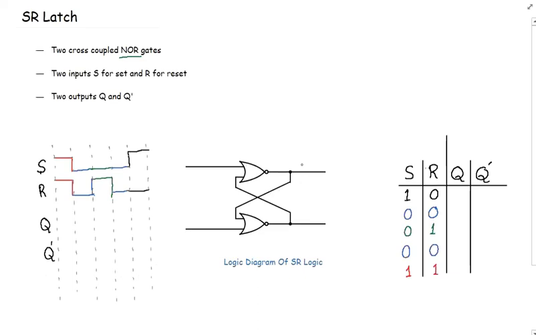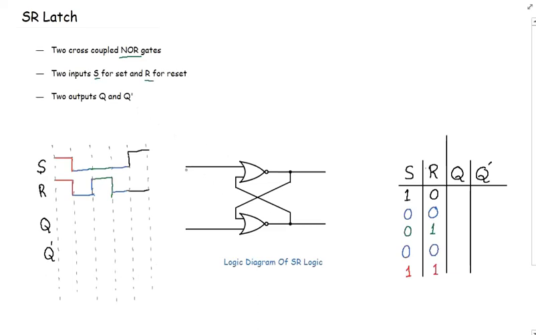the logical diagram of the SR latch, such that we have two coupled NOR gates along with two inputs, S for set and input R for reset. Then we have two outputs, output Q and Q dash. So I will be labeling each of these inputs here.